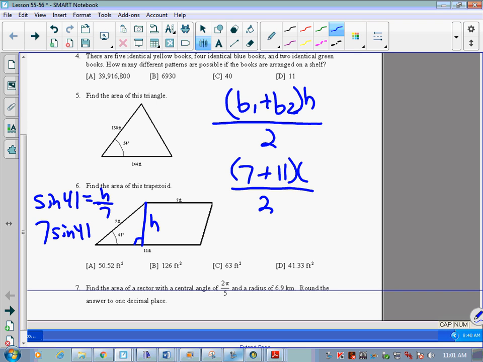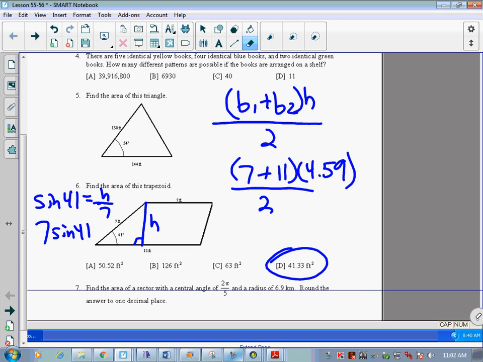4.59. All right, so take 7 plus 11. So we got 18. 18 times 4.59 divided by 2. Right, and because it's an estimate, 41.33, we're pretty close. What would you say, 3-1? So we were 200ths off. All right, I'm not too worried about that.